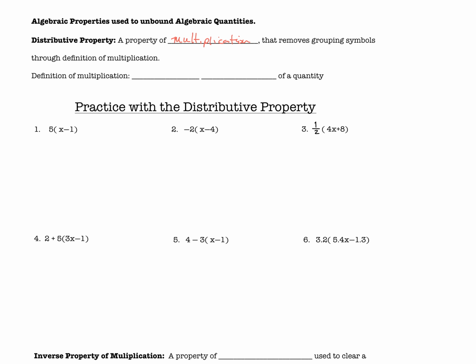So how do we remove it? We remove it actually through the definition of multiplication. And the definition of multiplication is the repeated addition of a quantity. So the number that is in front of the quantity is how many times we are going to add that quantity to itself.